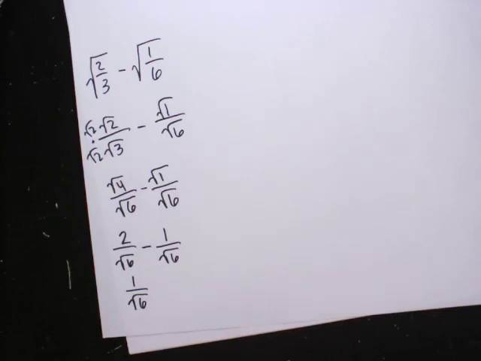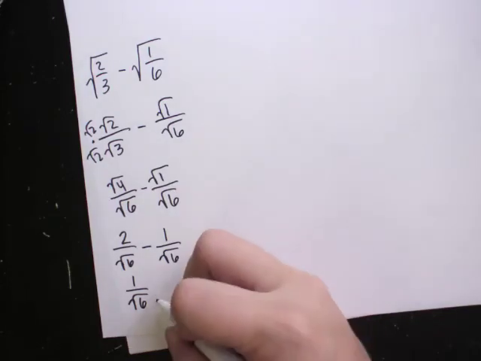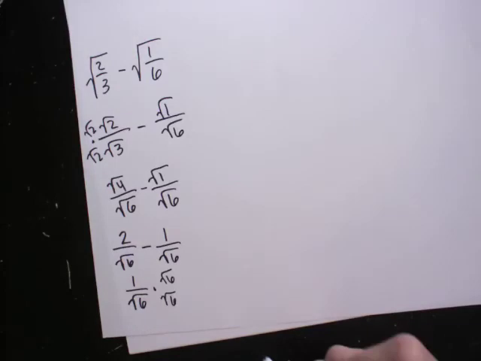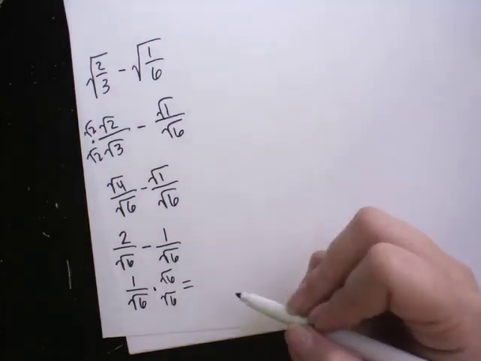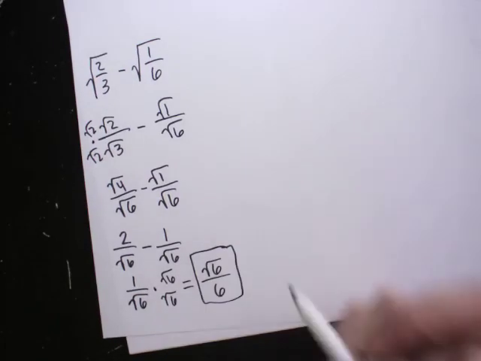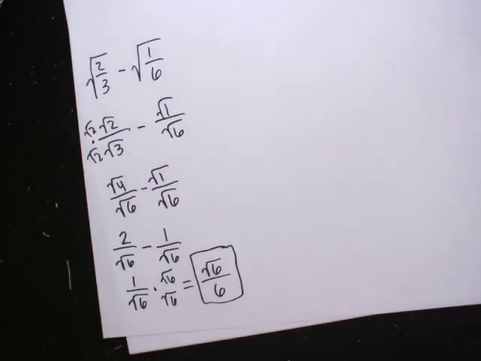Square root of 6 over the square root of 6, right? Which equals 1 times the square root of 6 over 6. Do I need to write the 1? No. Square root of 6 over 6 equals the answer. Why does that have to be done? It's called rationalizing the denominator. You cannot leave any radicals in your denominator.